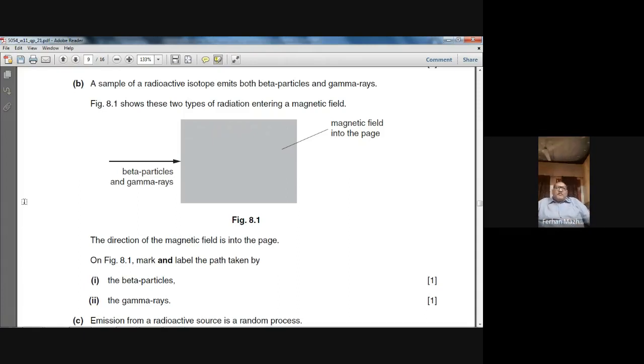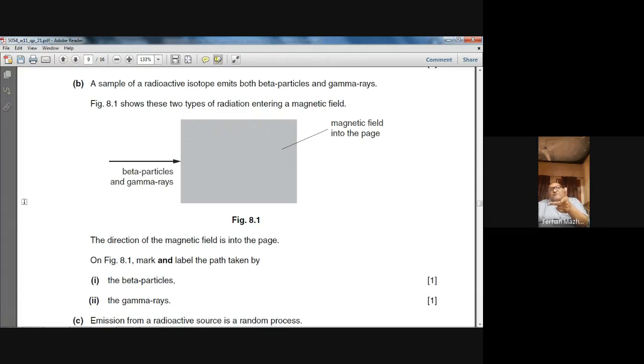But there is a problem. This law is not for the beta particles, because the beta particles are negatively charged. This law is not for negatively charged particles. This law is for positive charges. This law is for the conventional current. But there is no problem.